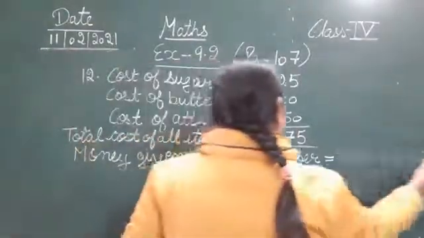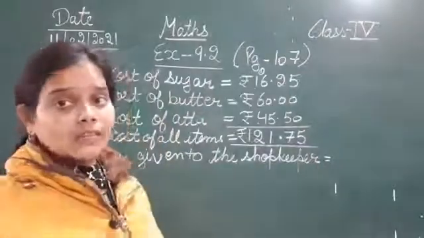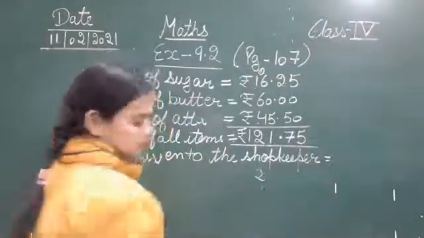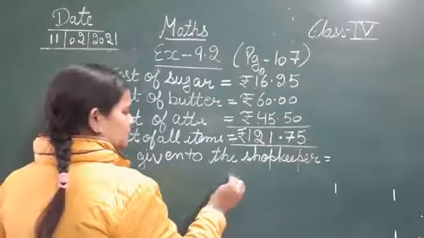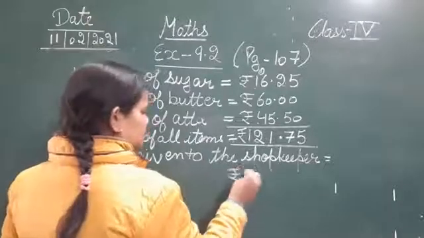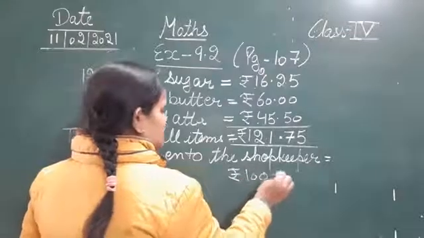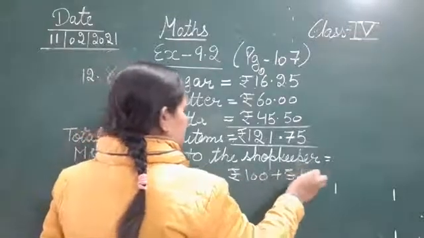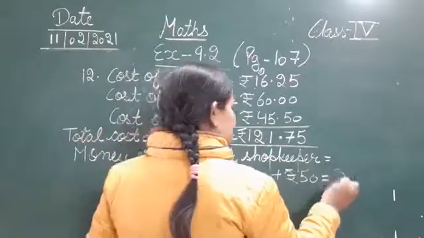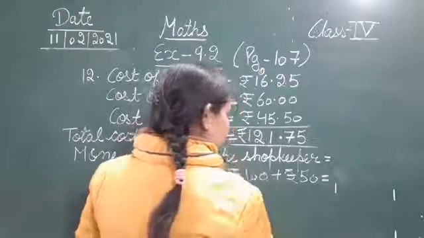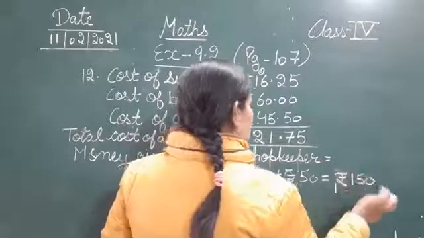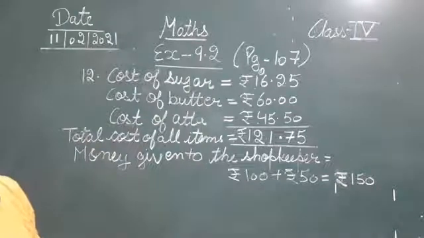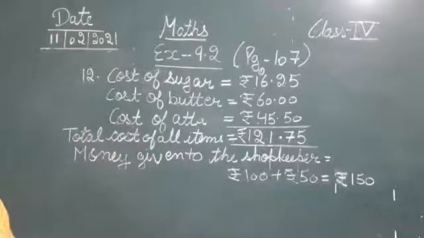So let's write it again, a little longer. The money given to the shopkeeper is rupees 100 plus rupees 50, that is equal to rupees 150. So this is the amount that is given to the shopkeeper, that is rupees 150.